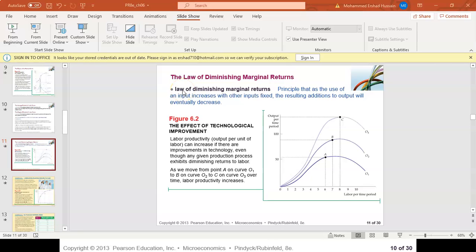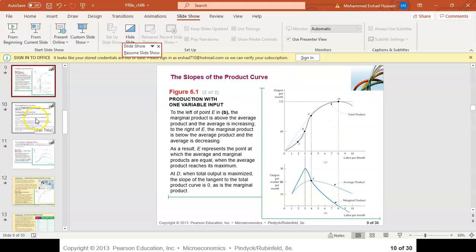Hello students, this is the second part of the lecture. So we already went over these graphs, right? So see, they are discussing these points.